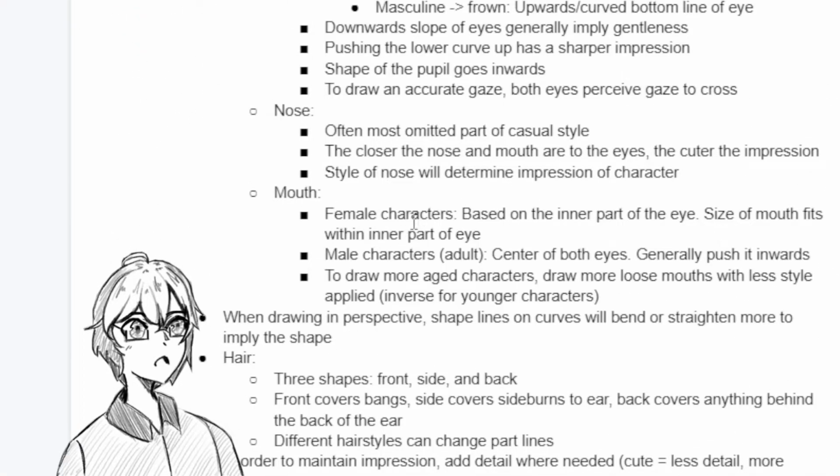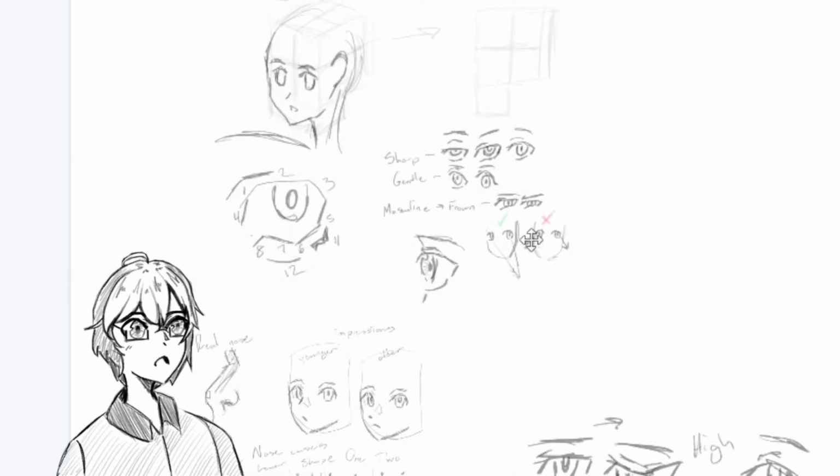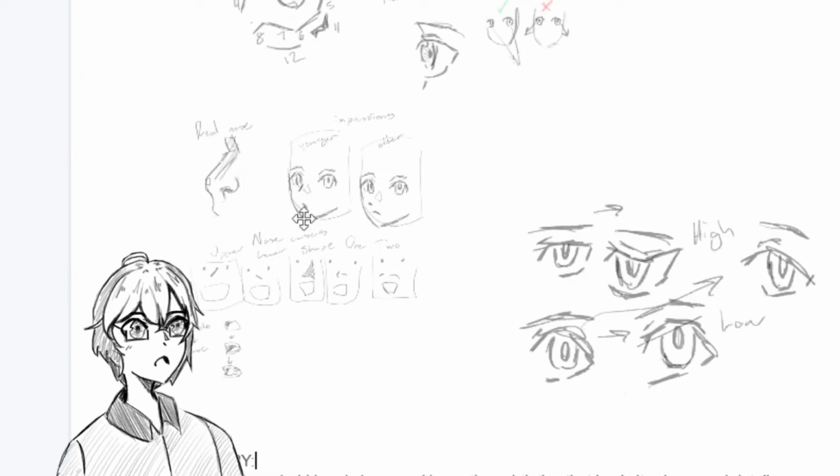As for the mouth, for female characters, it's generally based on the inner part of the eye between both eyes, and that range is going to be where the size of the mouth fits. For male characters, it's going to be between the center of both eyes, and generally push it a little bit inwards from there. So what's meant by that is that your mouth range is going to be from these eye centers here for male characters, and the inner parts of the eyes right there for female characters.